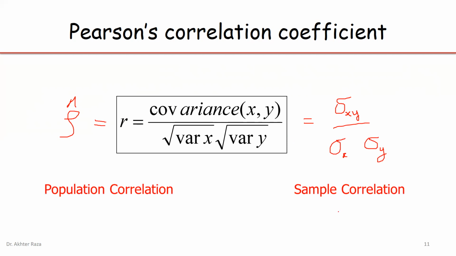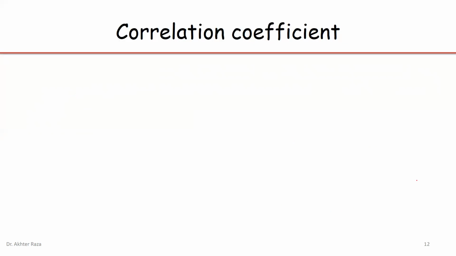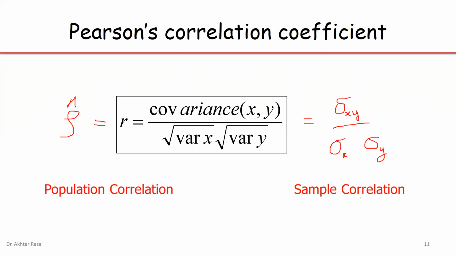Population correlation, sample correlation. Sample correlation is a statistic, while population correlation is a parameter. So this is the population correlation, and this is the sample correlation R. R is the sample correlation. Population correlation is a parameter, while sample correlation is a statistic. It is a statistic.